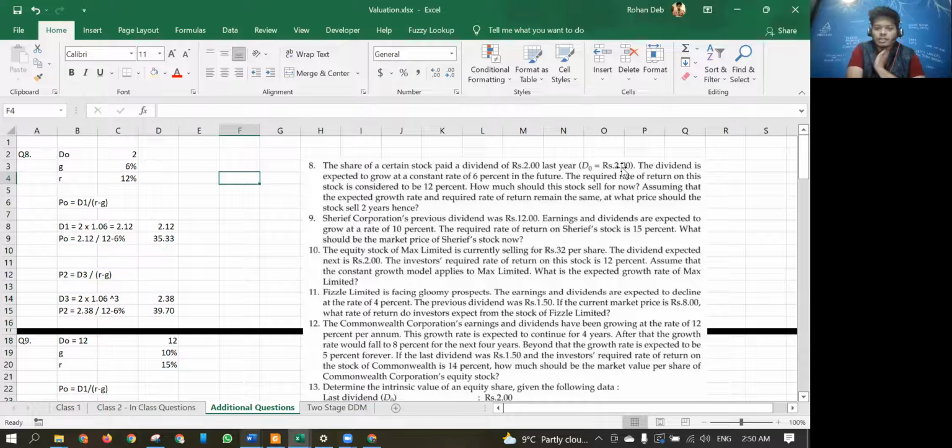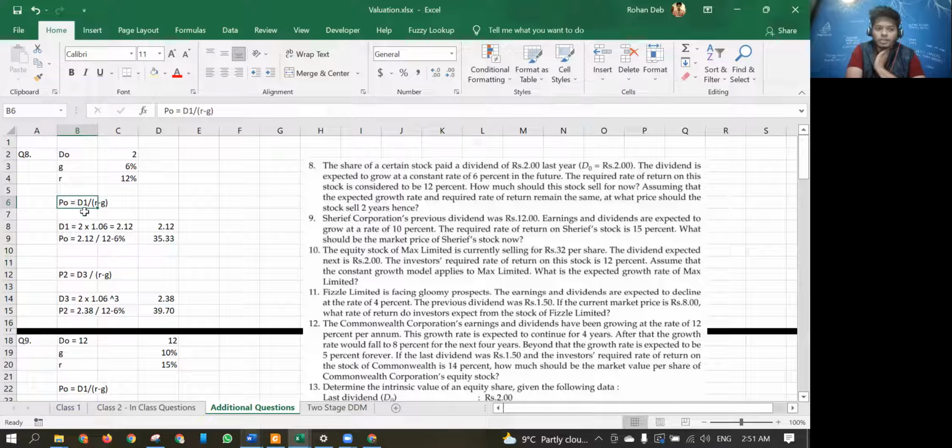Here they've kindly given us that D0 equal to 2, but most questions will not give you this D0. So you have to understand from the language of the question that it's D0. So dividend of 2 rupees last year. The dividend is expected to grow at a constant rate of 6% in the future and the required rate of return is 12%. How much should the stock sell for now? Assuming that the expected growth rate and required rate of return are the same, what is the price it should sell for after 2 years?